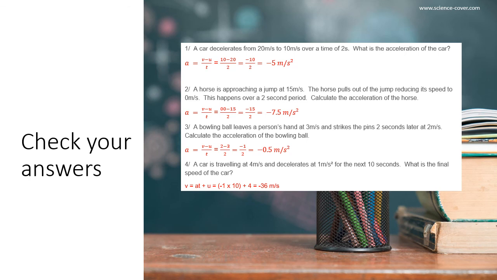And in question 4, we have a car travelling at 4 meters per second, and it decelerates 1 meter per second squared for the next 10 seconds. What's the final speed of the car? Well, we need to use v equals at plus u, which is minus 1, because we're going to use a negative acceleration for the car, minus 1 times 10 plus 4. And this equals minus 36 meters per second. So this car in question 4 ends up travelling in the opposite direction.